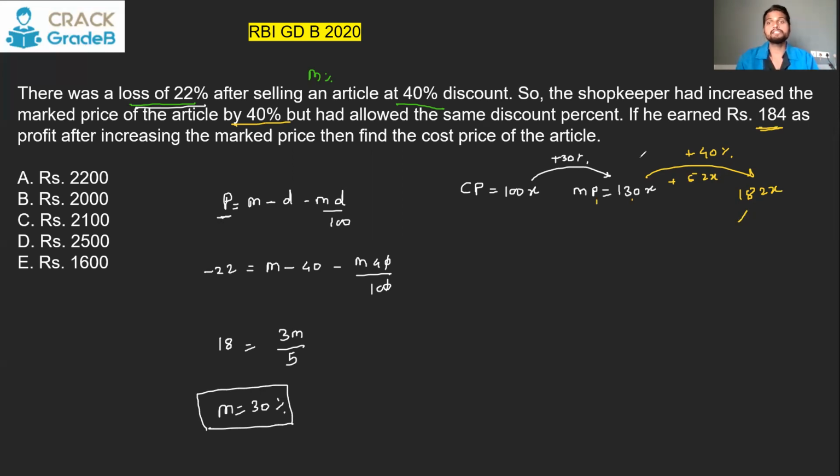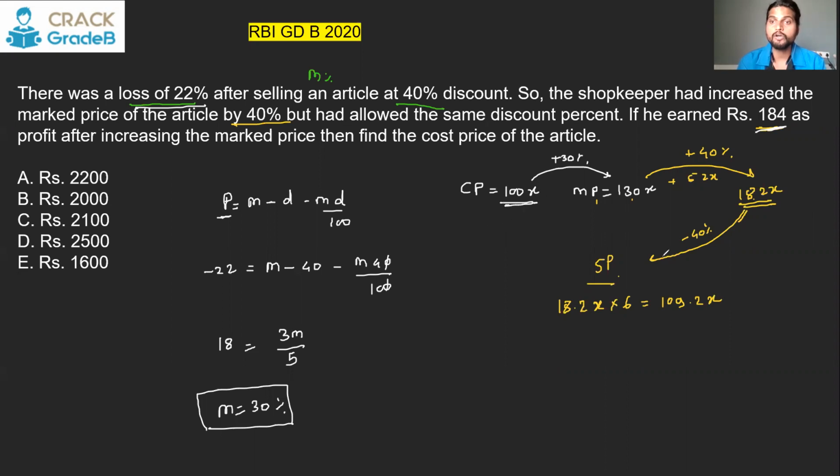Same discount percent means same 40% discount. So if he gives 40% discount, that means he sells for 60% of this. So what is the 60% of this? 10% will be 18.2. 60% will be 18.2x into 6. That is 109.2x. Now they are saying he ultimately makes a profit of 184.